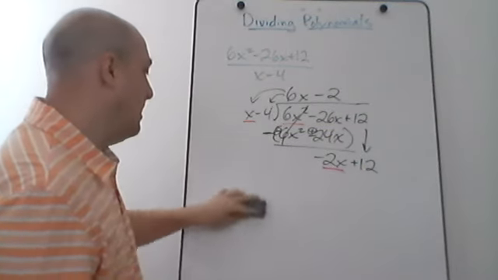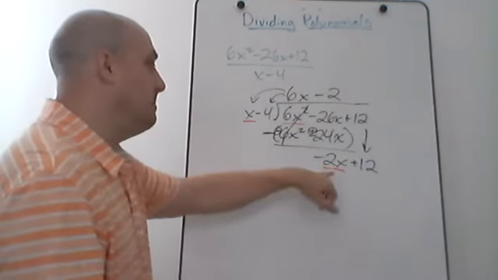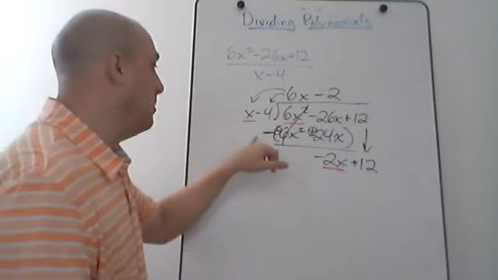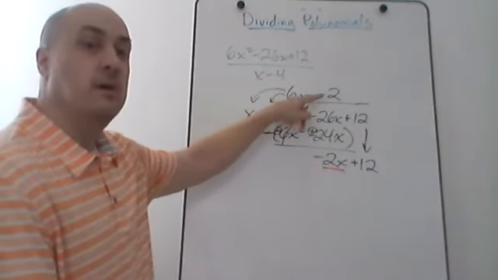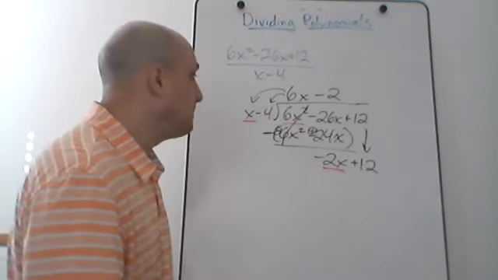Or another way to think about it is, I have an x, I need to make it be negative 2x. What do I have to multiply x by to make it negative 2x? Well, I have to multiply it by negative 2, and so I put that negative 2 up above.